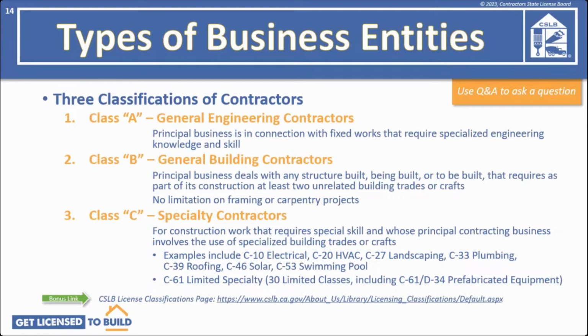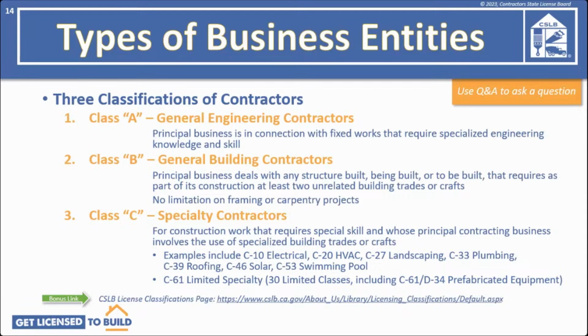While there are more than 40 license classifications in California, they all fall under 3 distinct categories. There is a bonus link to our classification list at the bottom of the screen. First is Class A, or general engineering contractors. These are contractors who deal with fixed works that require specialized engineering knowledge and skill. A contractors are the ones who build projects such as freeways, skyscrapers, and dams. Today, there are over 19,000 A contractors in the state.